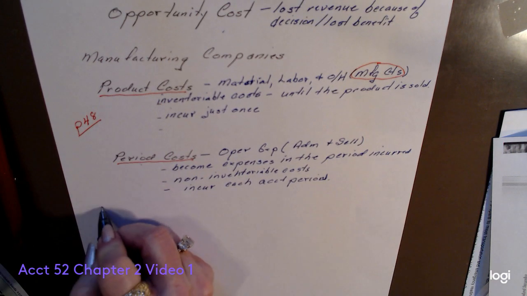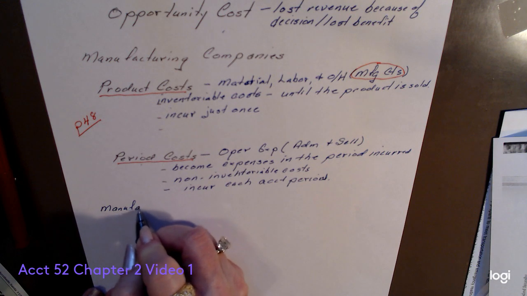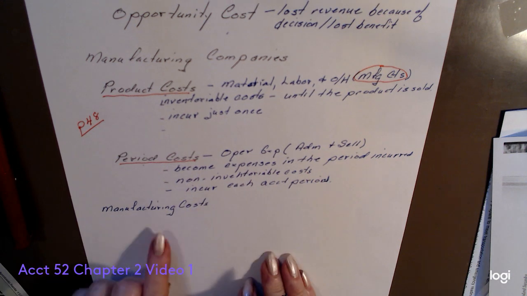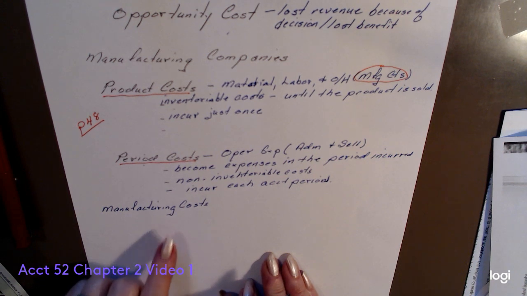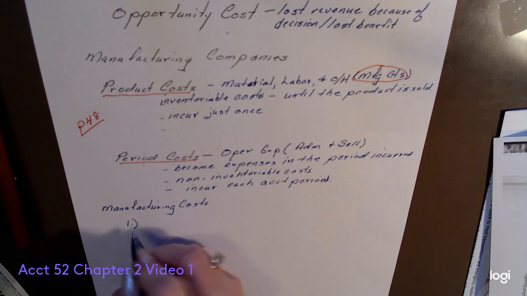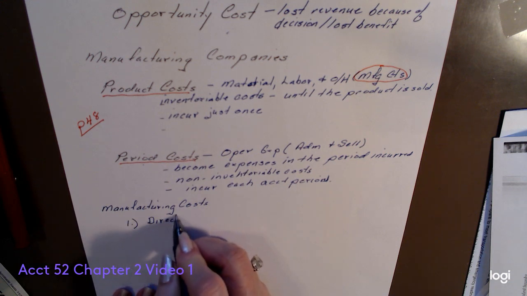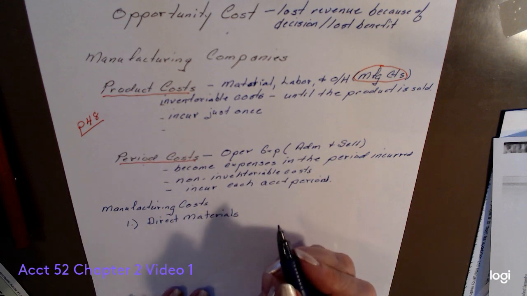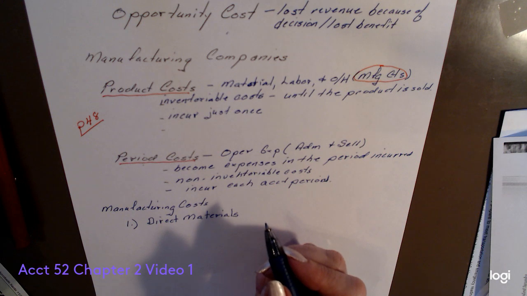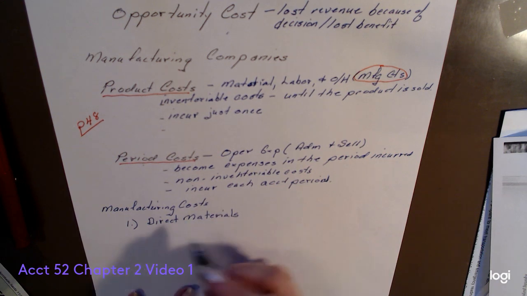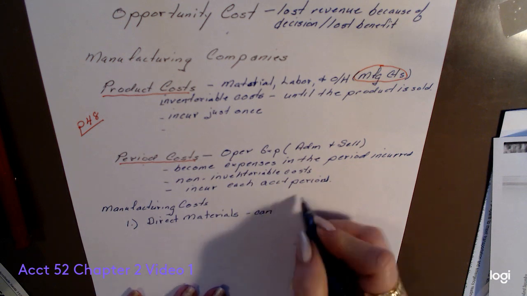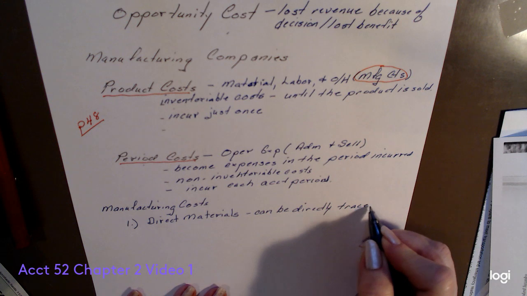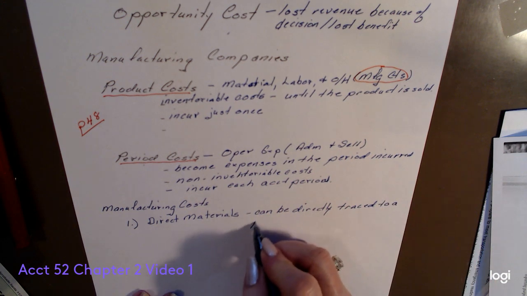So when we look at our manufacturing costs, this is what we get to when we come out with that cost of goods manufactured. They are made up of 3 items. We refer to them as direct materials, and direct materials are any materials that can be easily and directly associated with a product. So these are ones that can be directly traced to a product.